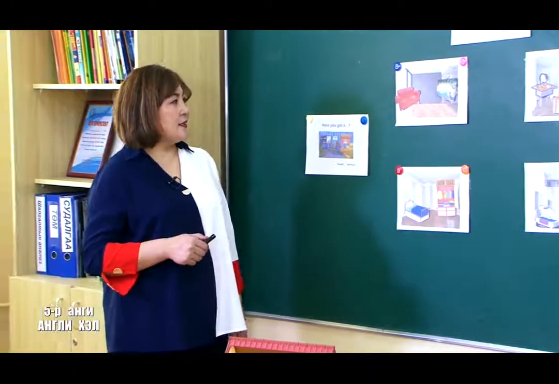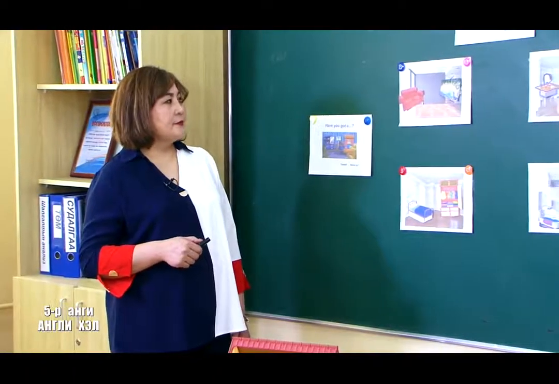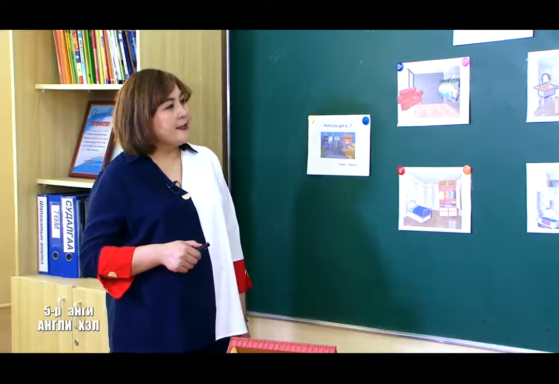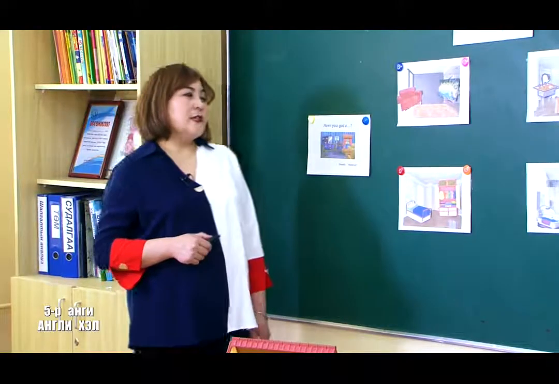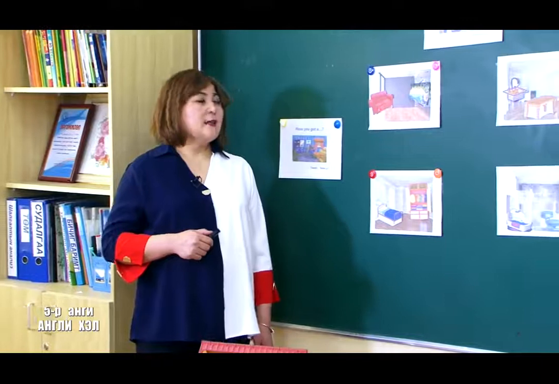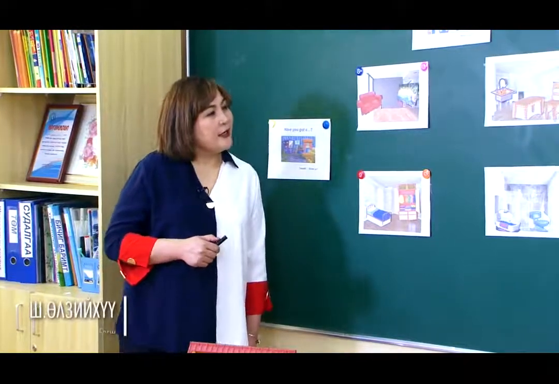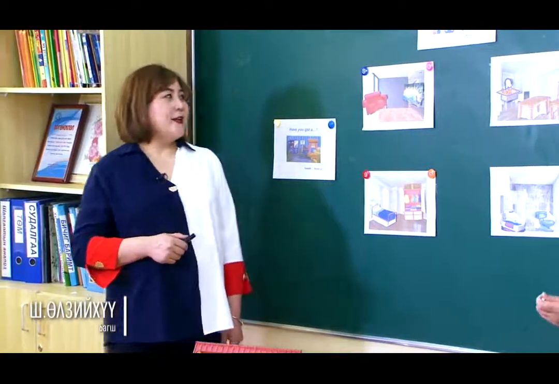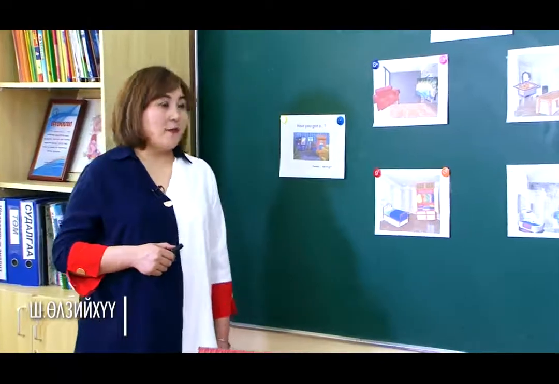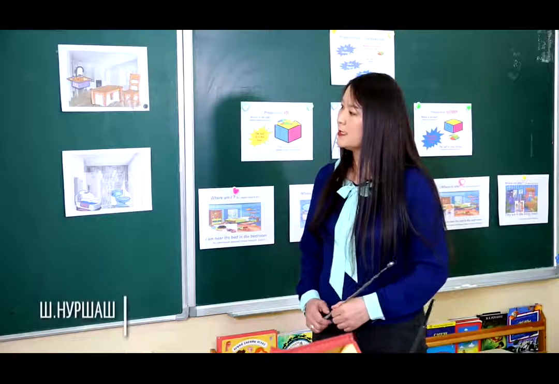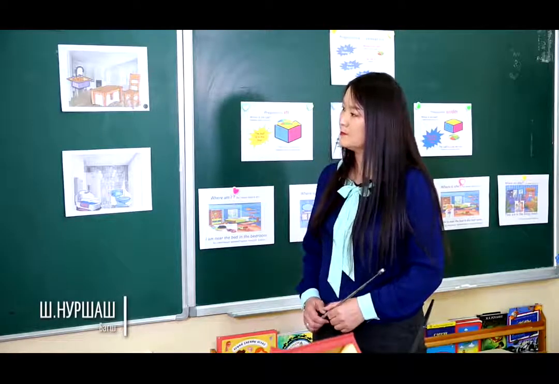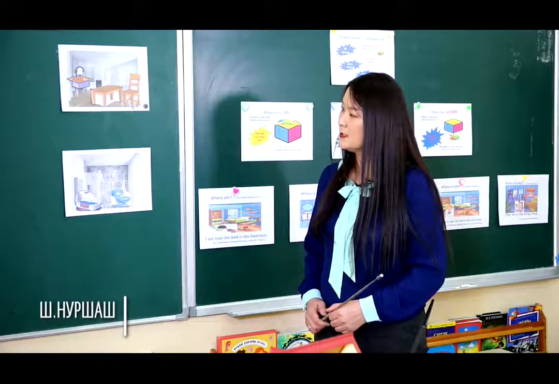What is this? This is a sofa. What is this? This is a TV. Have you got a sofa? Yes, I have got a sofa. Have you got a TV? Yes, I have got a TV. Okay, where is the sofa? Sofa is in the living room. Where is the TV? TV is in the living room.